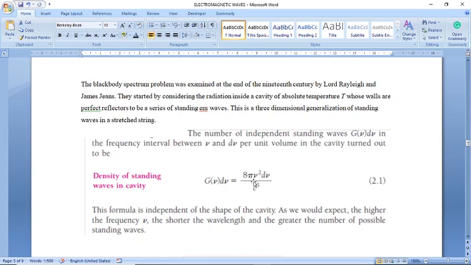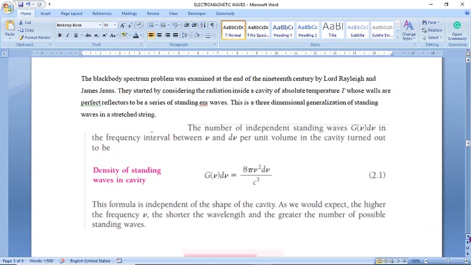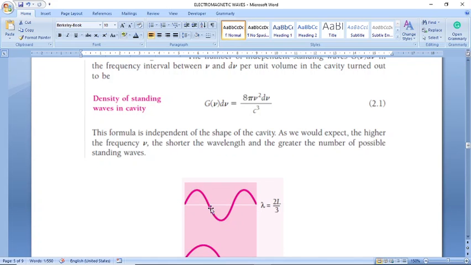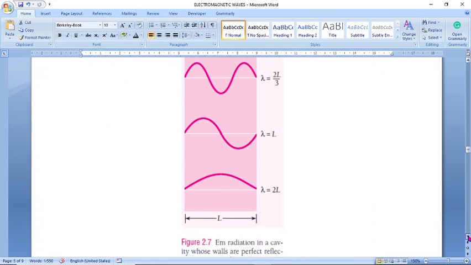So at higher frequency we expect shorter wavelengths. Okay, at higher frequency we expect shorter wavelength and greater the number of possible standing waves. അപ്പോൾ നമ്മൾ ഈ അനാലജിയിൽ നിന്ന് മനസ്സിലാക്കാൻ പറ്റും, ഫ്രീക്വൻസി ഇൻക്രീസ് ചെയ്യുമ്പോൾ വേവ് ലെങ്ത് ഡിക്രീസ് കുറയും, and we will have many number of waves, standing waves.